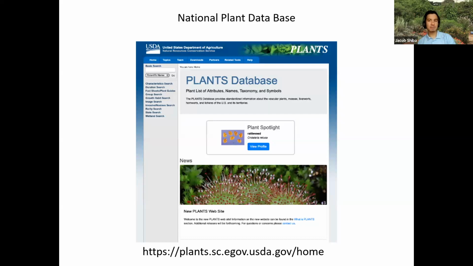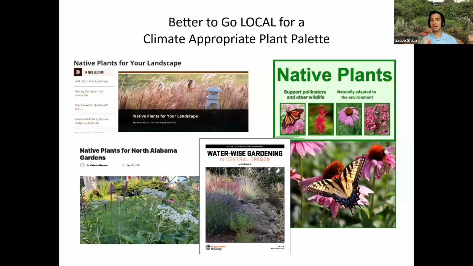Now, there are national databases like this, but the best databases are those that are going to be local. So look for your local databases, your local resources, your local native plant societies, your local gardening guidebooks to figure out what plants are climate appropriate, specifically tailored to your region, regardless of where you live.